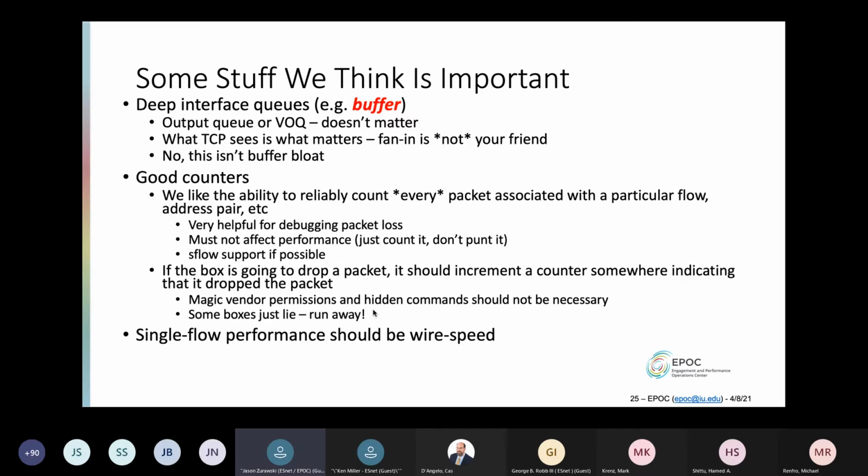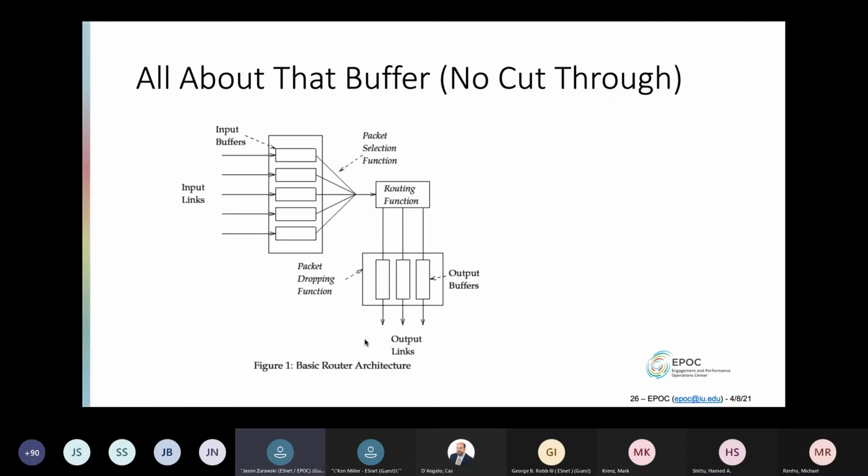The output queue or the VO queue really isn't what we're looking for in this case. What TCP sees is what matters most, and fan-in is not going to be your friend in this situation. We also need to have good counters. We want to be able to reliably count everything that goes in and count everything that goes out. If we don't, that's going to be a problem when we're debugging and trying to do things a little bit later. And the single most important thing here is that single flow performance should be wire speed, and you should be able to measure that with a tool like perfSONAR.